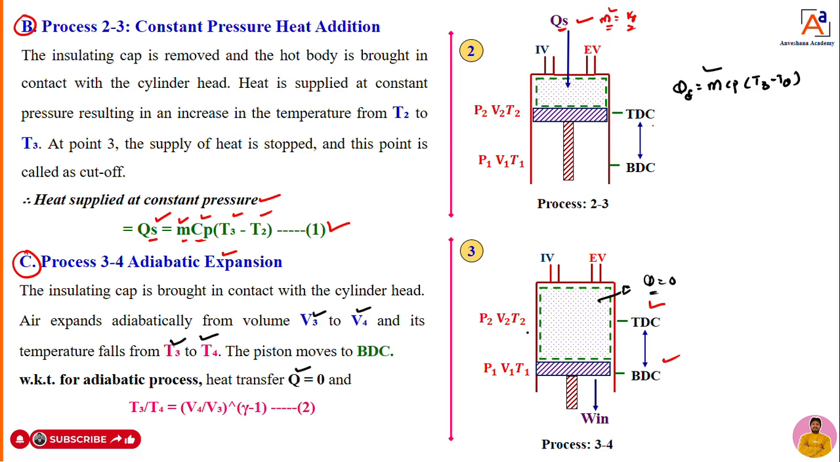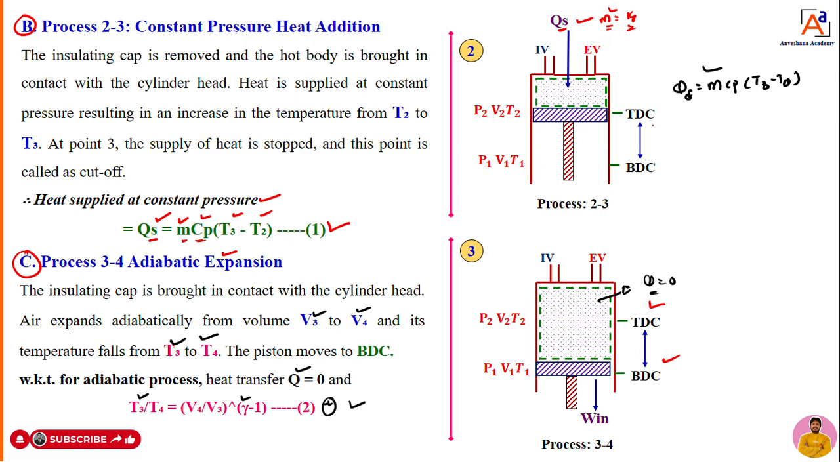But the variation of temperature can be calculated with the help of an equation, the temperature variation versus volume. With the help of this standard equation, I can calculate the temperatures. How to calculate that? T3 by T4 is equal to V4 by V3 to the power of gamma minus 1. This is the temperature ratio, that I will call equation number 2. During adiabatic expansion, the temperature variation can be calculated with the help of this equation.